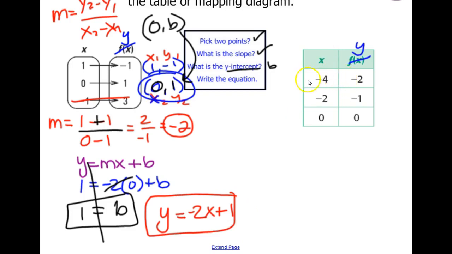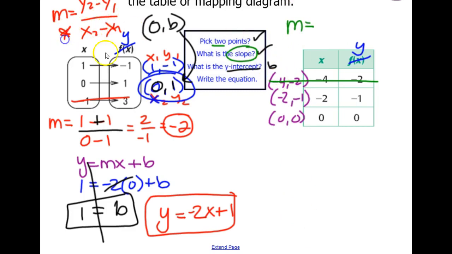Let's try the same thing over here. Our points here are x, y: -4, -2; -2, -1; and 0, 0. It doesn't matter which 2 points we use, but we only need 2 points to find the slope. Well, I like 0. I like plugging in 0. So I'm just going to use these last 2 points. So our slope is going to be y2 minus y1, just like we have over here. So I'm going to label these x, y my first point, x, y my second point, and plug them in.